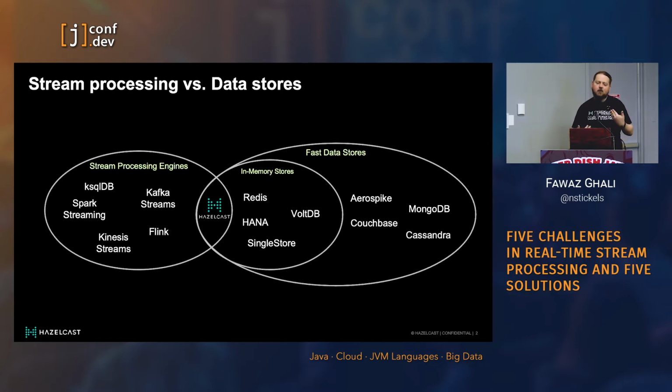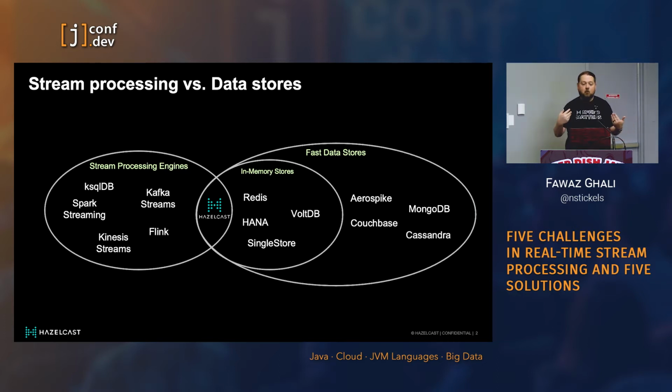So first thing, I just want to talk about stream processing versus real-time data stores and tell you a little bit about what Hazelcast does before we get into how we help solve these things. On the right-hand side, you have your fast data stores, which could be NoSQL databases like Mongo, Cassandra, Couchbase. Could also be in-memory data stores like Redis or SingleStore. And on the left, we have your stream processing engine. So things like Kafka Streams or Flink or Kinesis Data Streams.